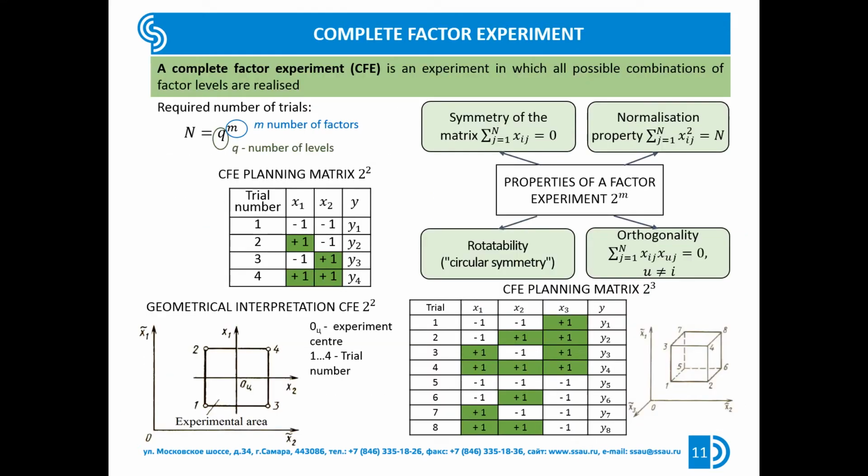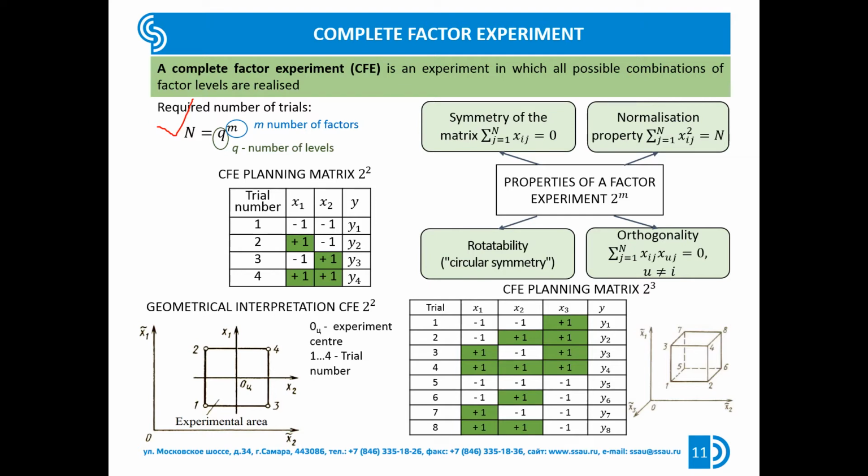As mentioned earlier, an experiment in which all possible combinations of factor levels are realized is called a complete factor experiment. The number of trials required for such an experiment is this, where m and q are, respectively, the number of factors and the number of their levels. If two factors are varied at two levels, a complete factor experiment of n equals 2 to the power of 2 is implemented. The table shows the planning matrix for the experiment, and the figure gives its geometric interpretation.